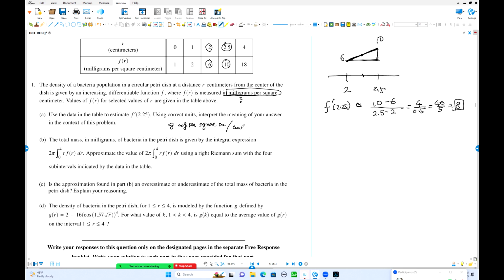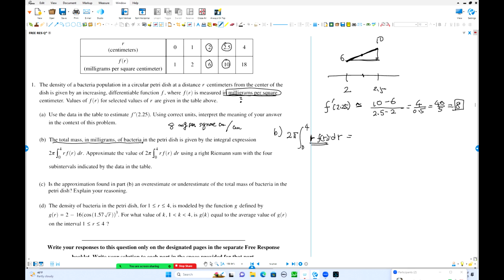All right, the total mass in milligrams of bacteria is given by the integral, 2 pi times the integral from 0 to 4 of r times f(r) dr. We need to approximate the value using a right Riemann sum. The equation for f(r) is not given, only the table is given, so we're going to find r times f(r) here.